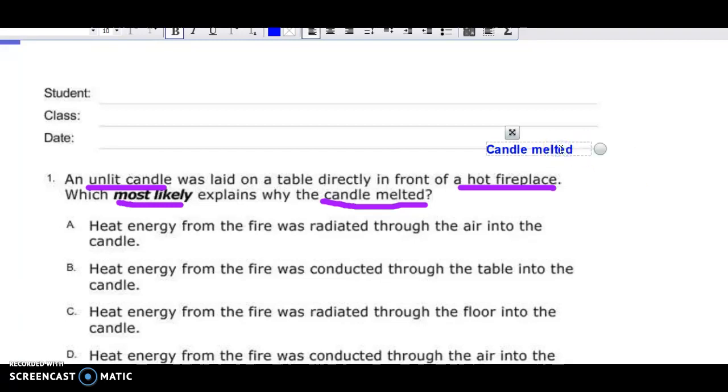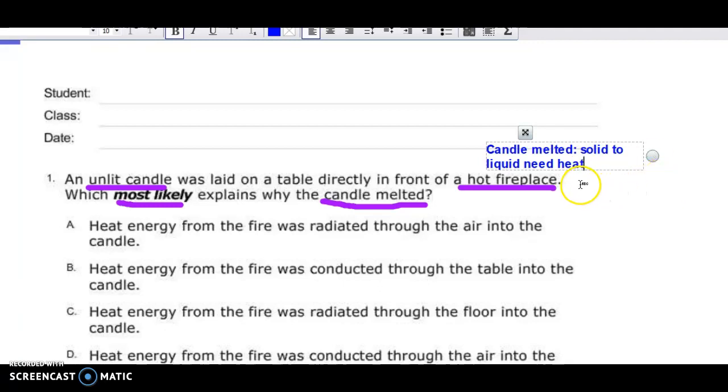Why did the candle melt? The candle melted because that's solid to liquid. And if you have solid to liquid, you need heat. Oops, Mr. Bullins is not doing too good there.